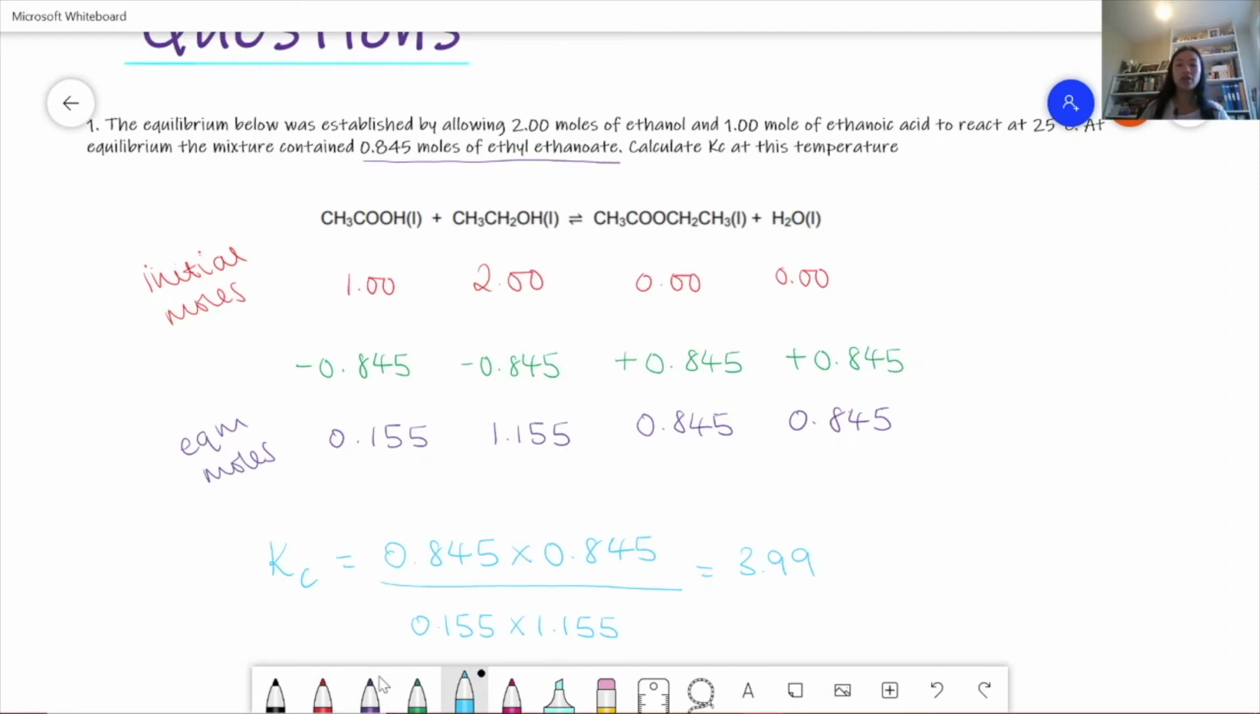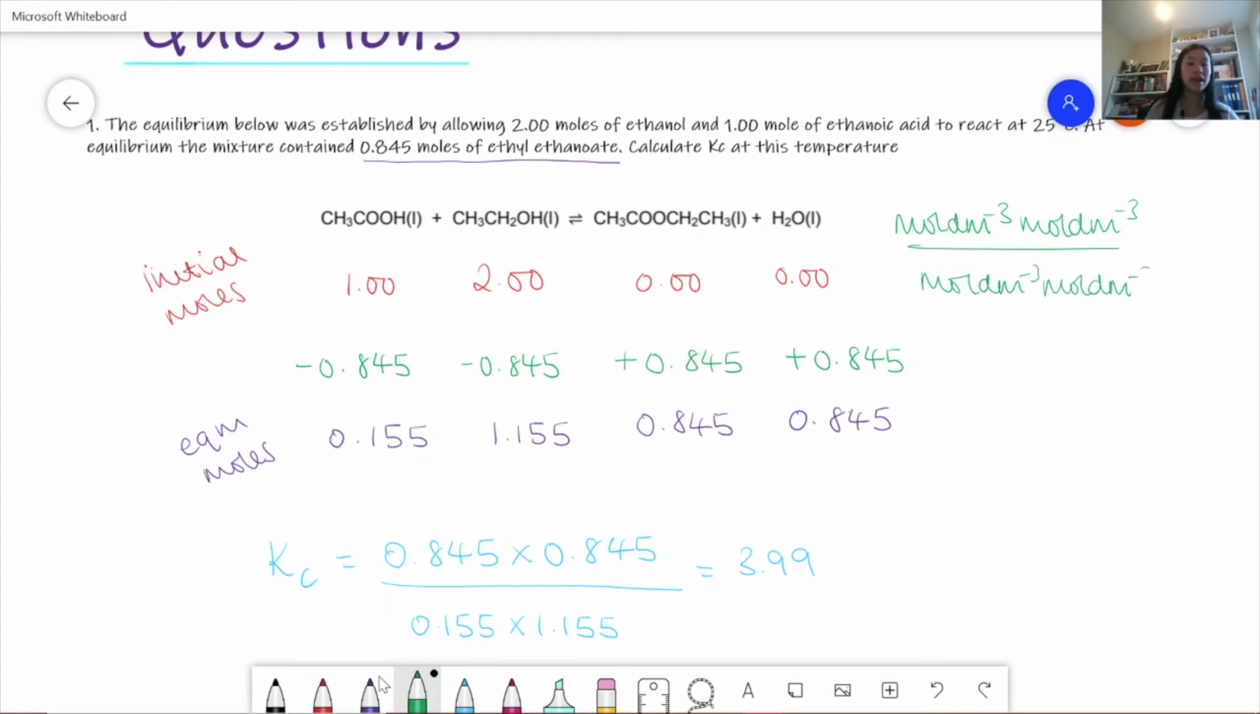And also the units for Kc for this reaction. How to work that out would be to just write it out. So we've got 2 moles per decimeters cubed on the top, and then divided by 2 on the bottom.